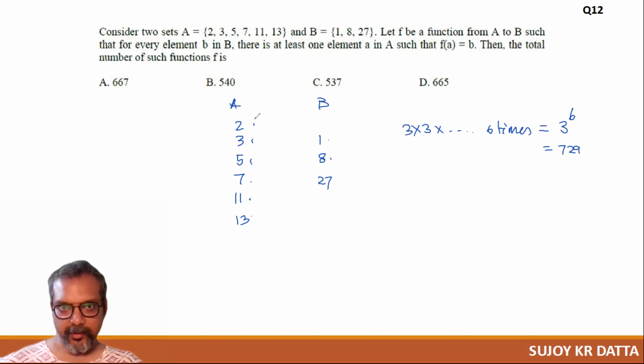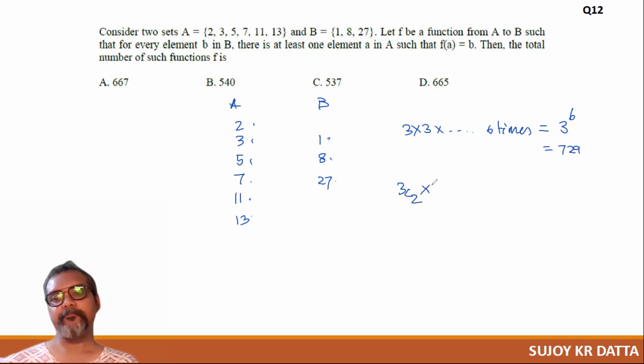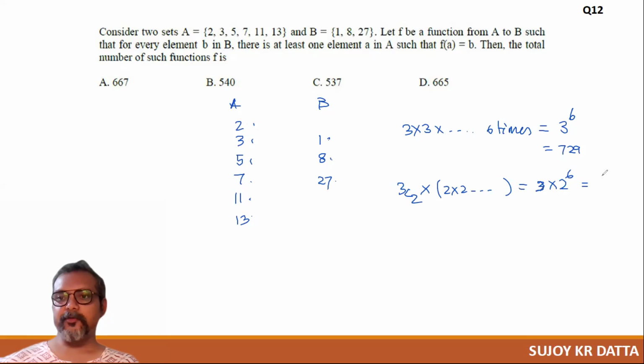So let's take the cases where only 2 of them are used, and this one remains unassigned. How many such cases can you have? You can either be assigned to 1 and 8, or 1 and 27, or 8 and 27. So there are 3 cases. Basically, out of these 3, any 2 are being used, and each of these 6 now are linked to those 2. So we'll have 2 times 2, 6 times. So that is 3 times 2 to the power 6. 64 times 3, 192. These 192 cases have to be removed.